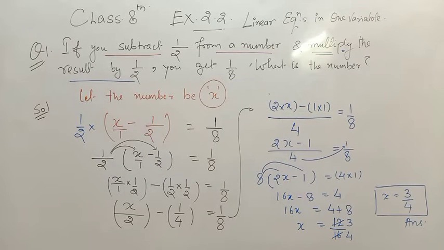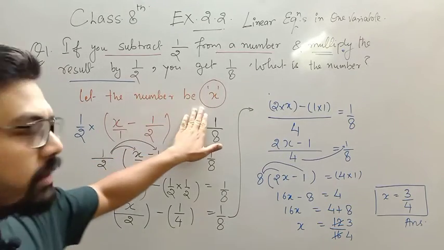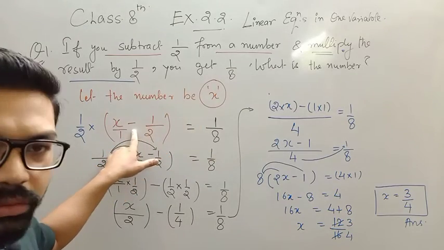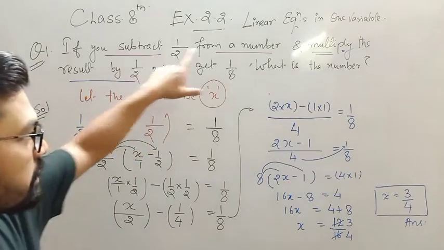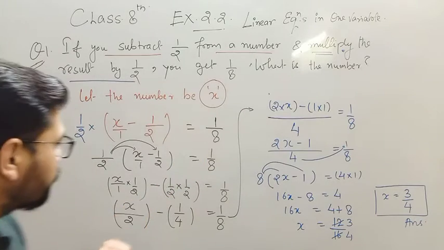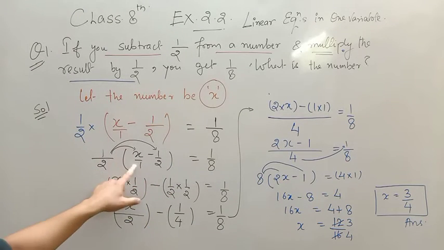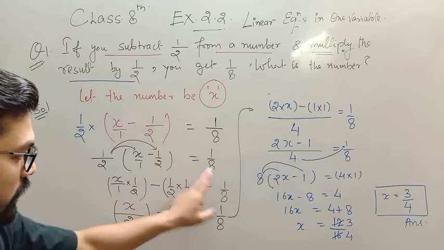So I think this is clear to you all. First you let a number be x, then you subtract 1 by 2 from x, then the result is multiplied by 1 by 2 as given in the question, and the whole result is equal to 1 upon 8. You just use the distributive property, 1 by 2 into x and 1 by 2 into 1 by 2. So x by 2 minus 1 by 4 is equal to 1 by 8.